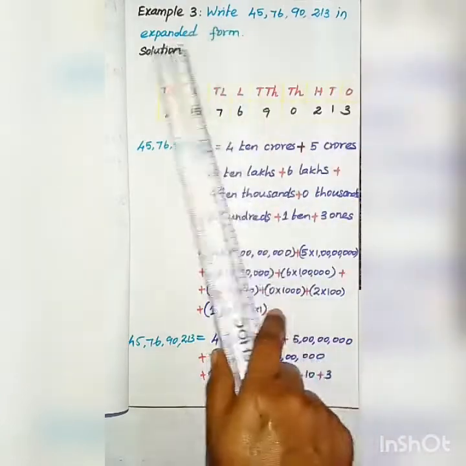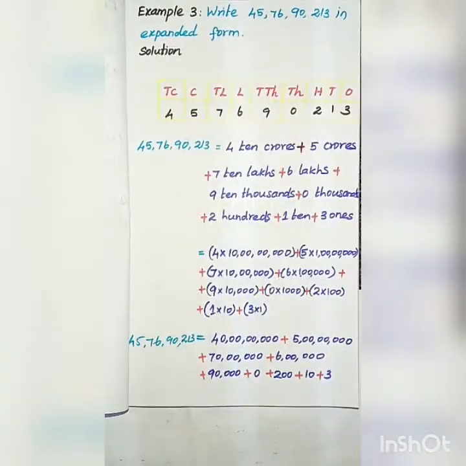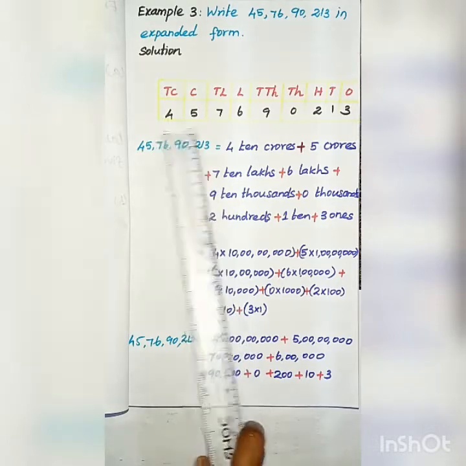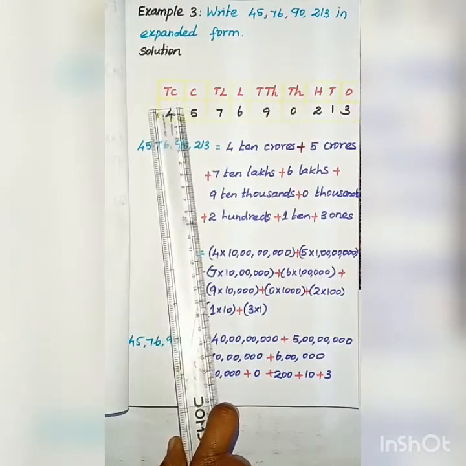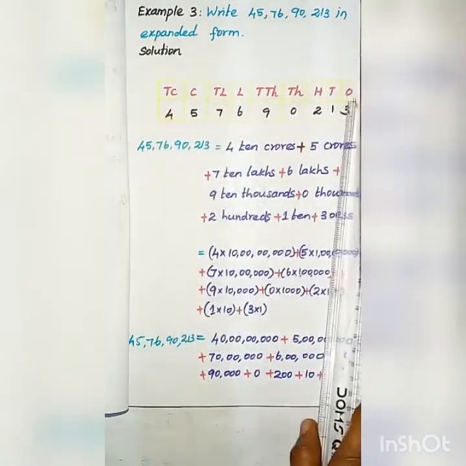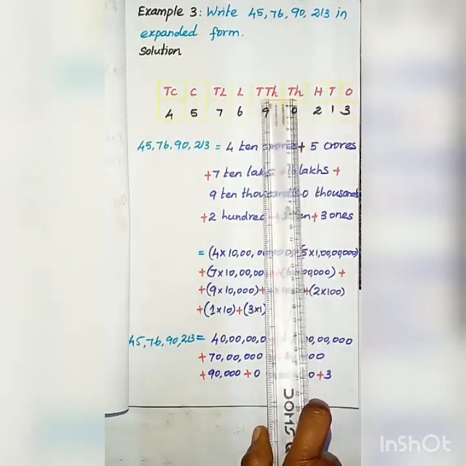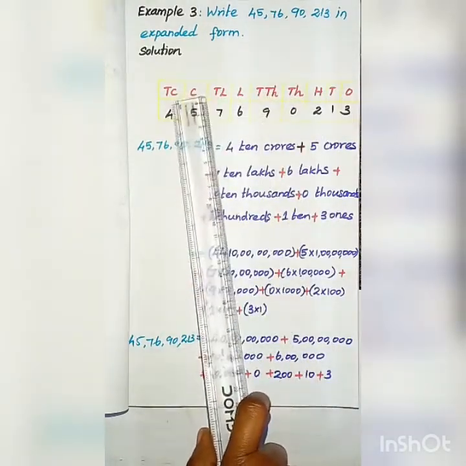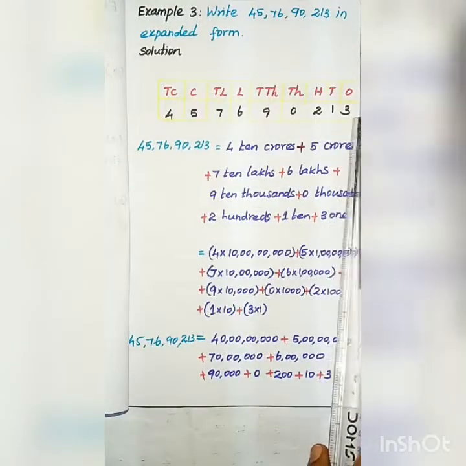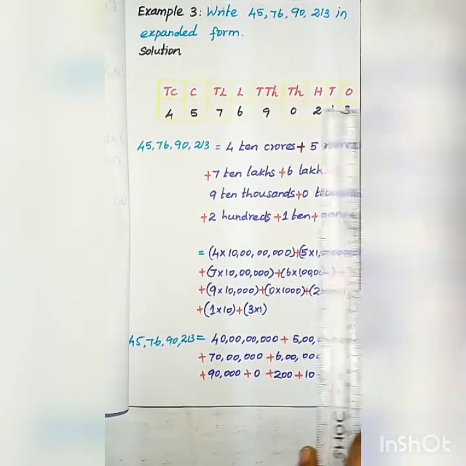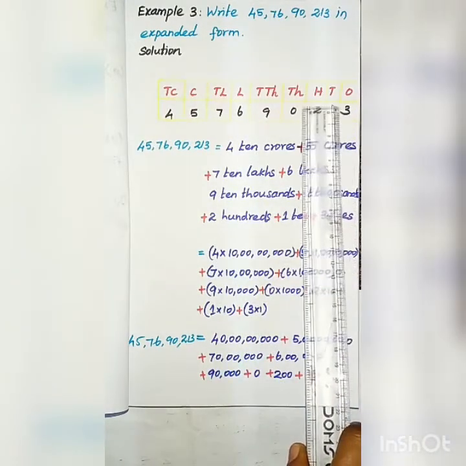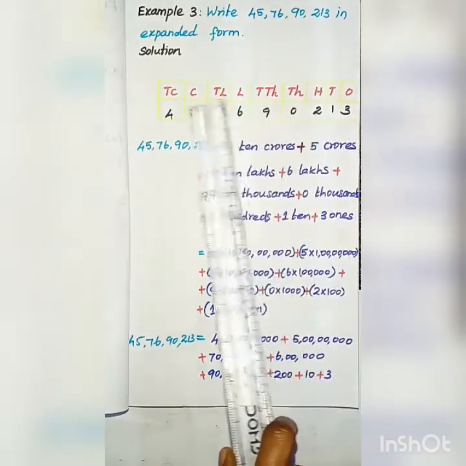90,213 in expanded form. You will learn how to write the expanded form. Here you have a 9-digit number. You have to write it in expanded form. First of all, you write the places of the number. These are the places, not the periods: ones, tens, 100, 1,000, 10,000, lakh, 10 lakh, crore, 10 crore. Okay, you have to fill in the number from the right side up, not from the left side. You write the number from the right side: 3, 1, 2, 0, 9, 6, 7, 5, 4.